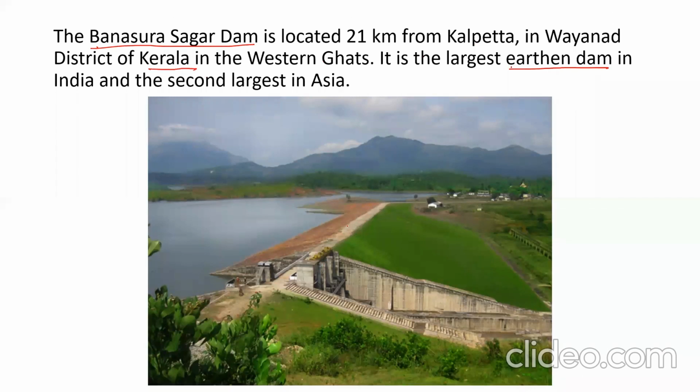Earthen dam, how it is made: suppose this is the ground and this is the river flow. The main core part is built first, like this. Then a sloping part is made on either side. Its height is not that much higher compared to the masonry type.